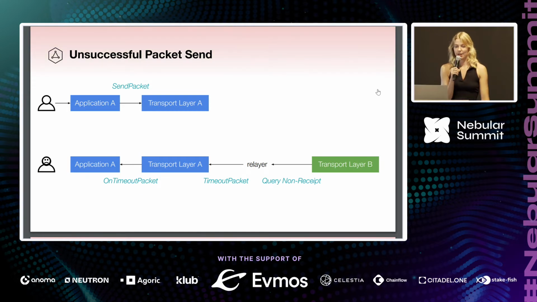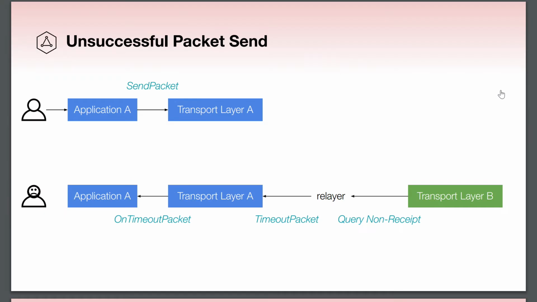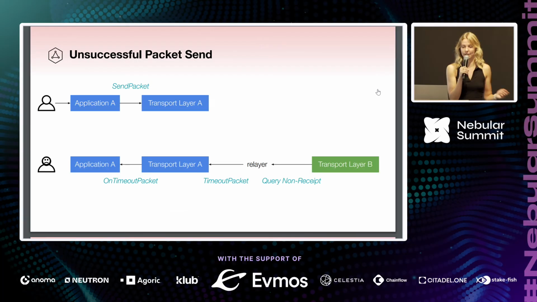In the case where the packet wasn't received by the other blockchain, so blockchain B doesn't actually end up getting the packet that was sent, the relayer would query the core IBC on the receiving blockchain. They would say, oh, this packet wasn't received. Then they would send this timeout back to the sending blockchain to let the blockchain know that the packet never got there.